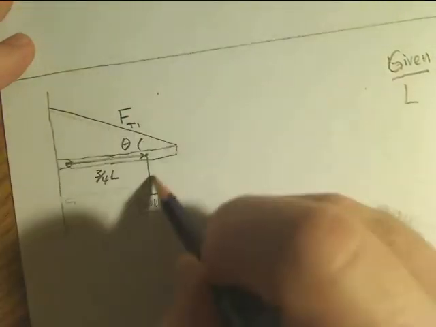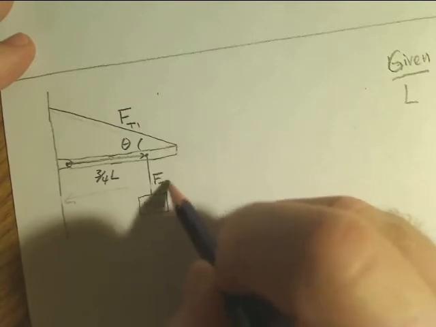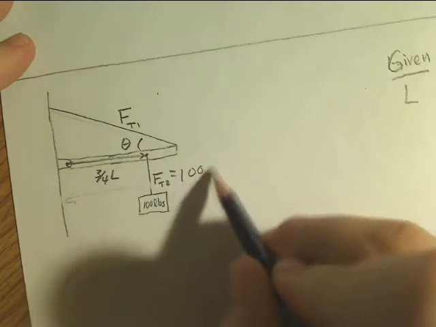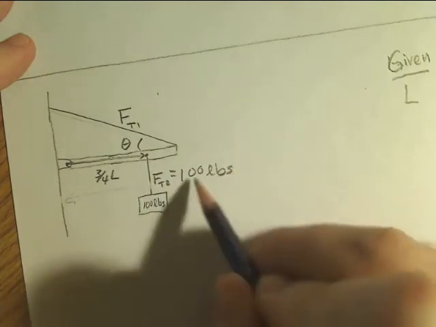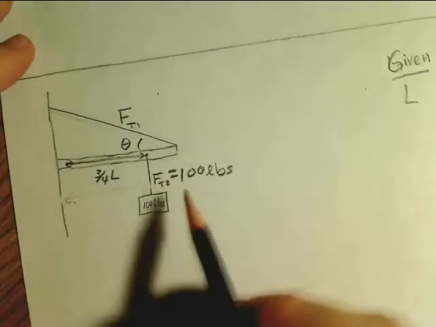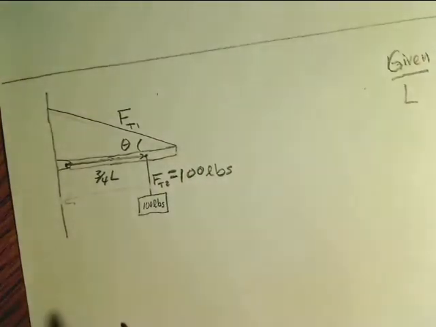Call that T1. Here's force of tension 2. We can already tell that if this is a static situation, that's going to be 100 pounds. If it was moving, it might not be 100 pounds. And because it's stationary, we can say that the force of tension 2 is 100 pounds.